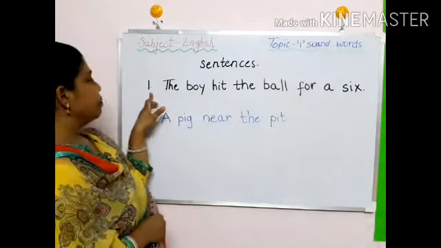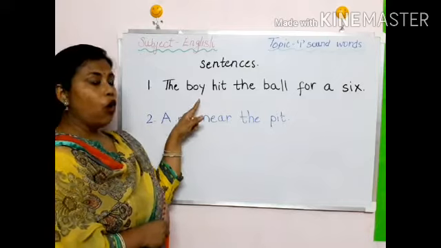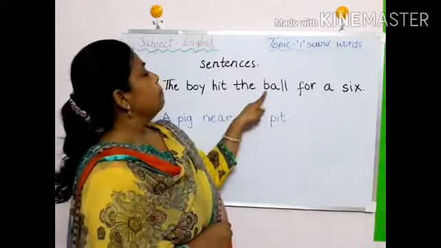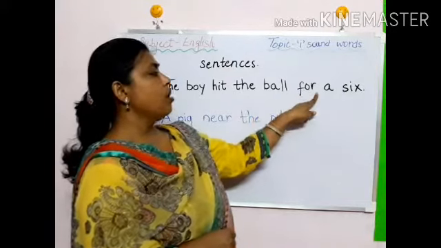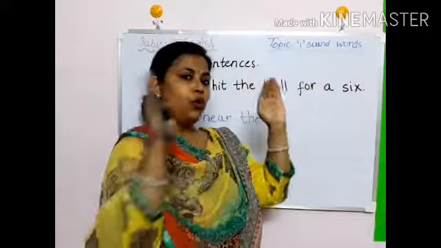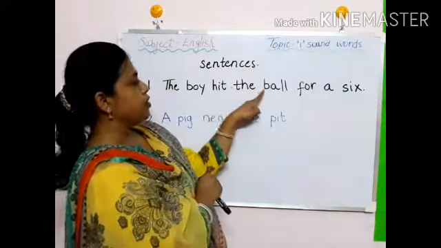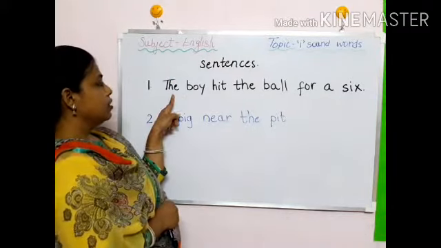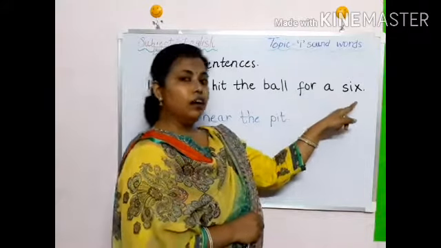So let's start reading. Number 1. T-H-E, the. B-O-Y, boy. H-I-T, you have done hit. T-H-E, the. B-A-L-L, ball. F-O-R, for. A, S-I-X, six. Then what is this? Full stop. I told you full stop means the sentence is finished. We have not put a full stop here or here. Full stop comes at the last when the sentence is finished. So the sentence: the boy hit the ball for a six.